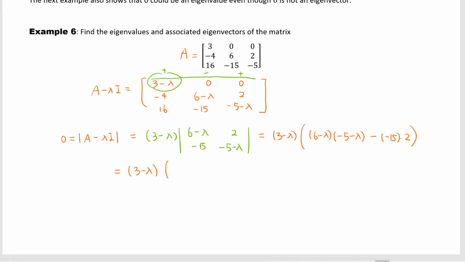6 times minus 5 is negative 30. 6 times minus lambda is minus 6 lambda. Minus lambda times minus 5 is plus 5 lambda. Minus lambda times minus lambda is lambda squared. And then negative becomes positive 30. Alright, so that's 3 minus lambda. Let's reorder it. So that's lambda squared, minus lambda, and 30 minus 30, they cancel. Can you see the common factor lambda?